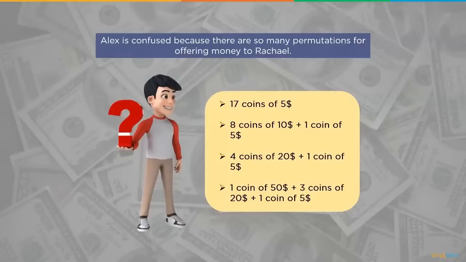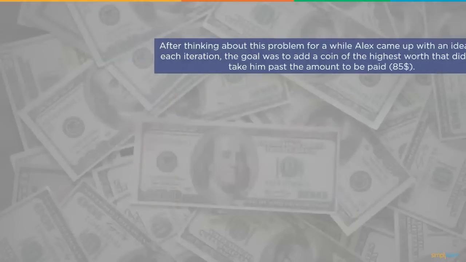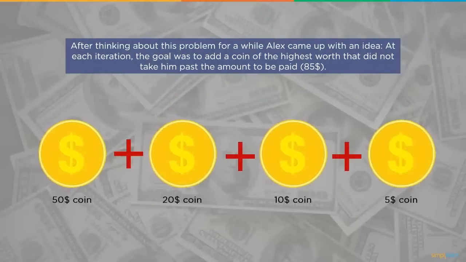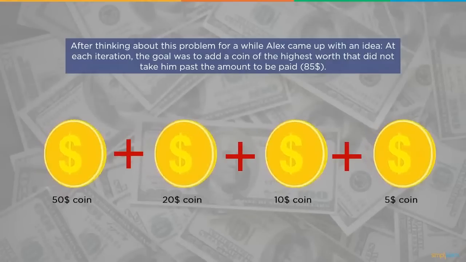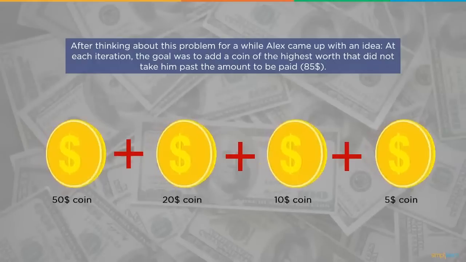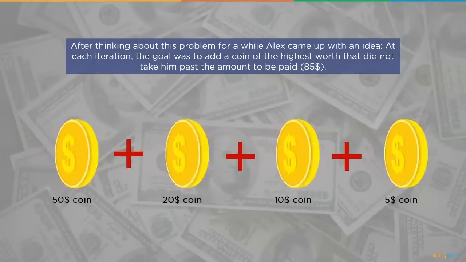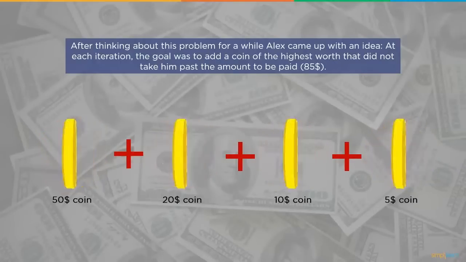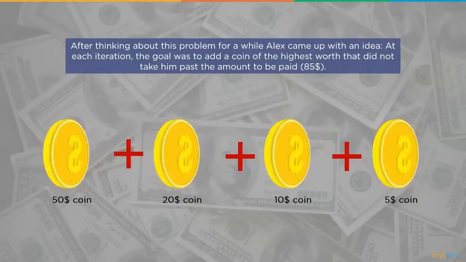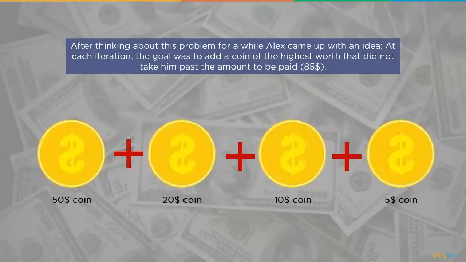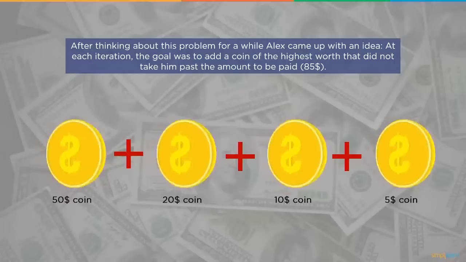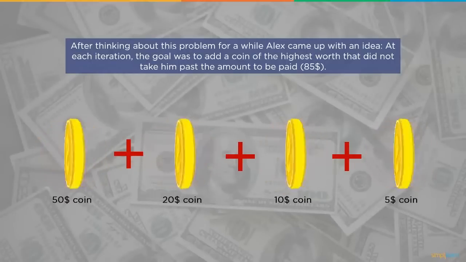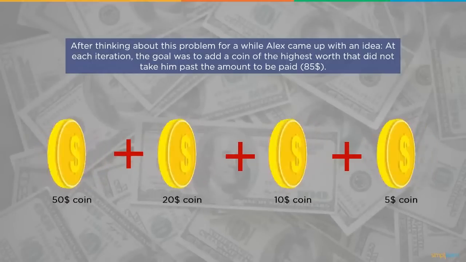So he decided to use his programming ability to solve real-life problems. Alex developed a program that will provide him with the optimal number of coins that he can present to Rachel. This generated program was iterating through the different possibilities to choose the best solution. At each iteration, the program added the coin of the largest value that was not taking Alex past the amount to be paid, which is $85 in this case.